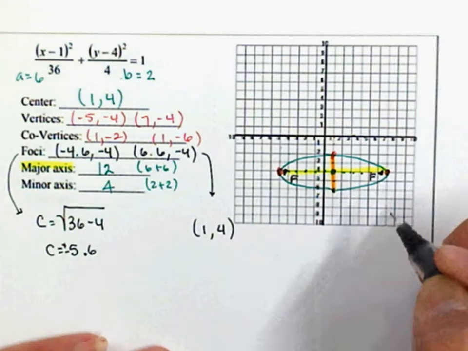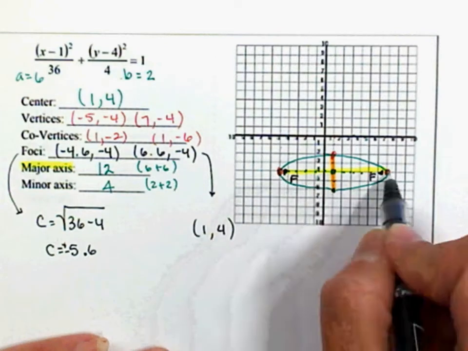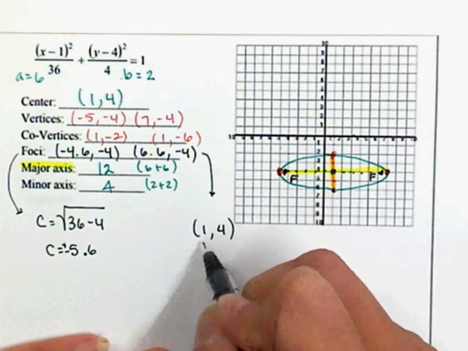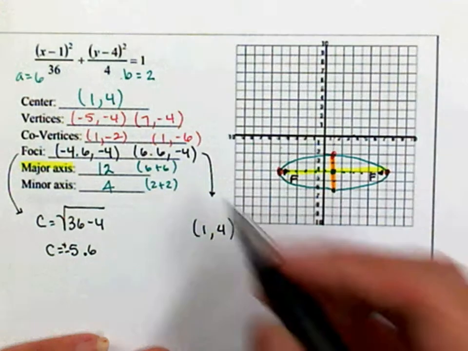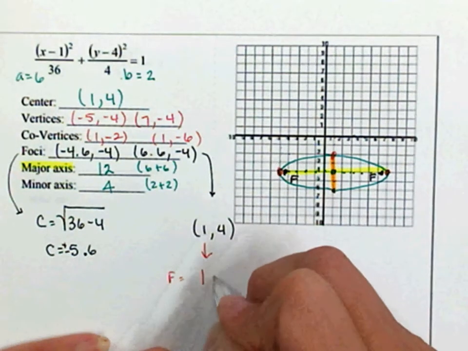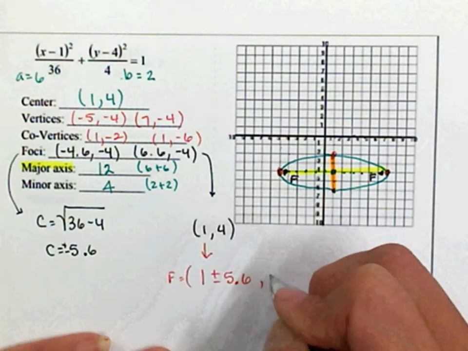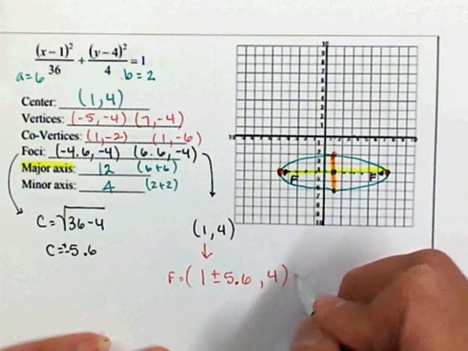Now take a look. Your foci is going left and right. That is your x value. Which one is your x? Your x is a 1. So you can actually say your foci is 1 plus or minus 5.6, comma 4. See how the 4 doesn't change because you went left and right?